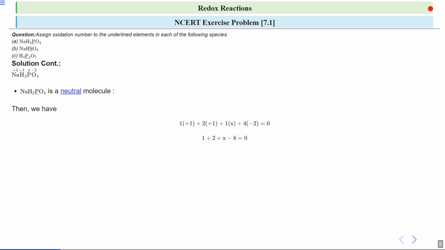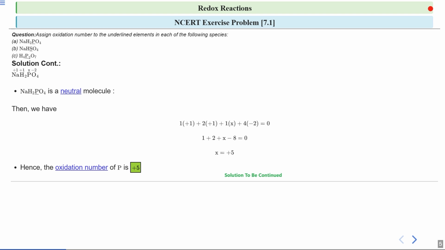If you multiply, 1 into +1 gives 1, 2 into +1 gives 2, X into 1 gives X, and 4 into -2 gives -8. Bringing the variables on one side and constants on the other side, we get the X value as +5. Therefore, the oxidation number of phosphorus is +5. Moving on to the next species.